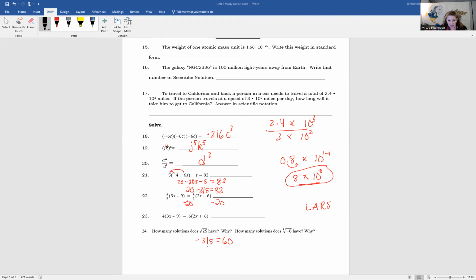And then we're going to divide both sides by -31. So S is, you can either leave it as -60 over 31, or you could simplify. 60 divided by 31 is negative, which is about -1.94. I'm estimating, I'm rounding it. All right, so S has one solution.